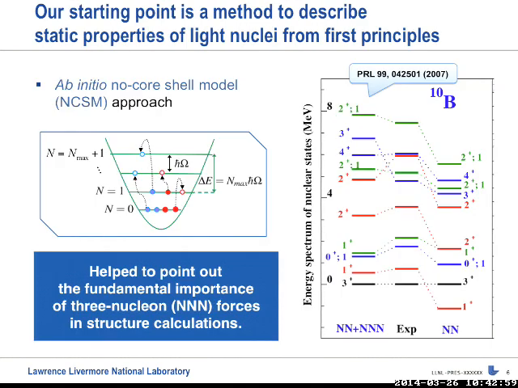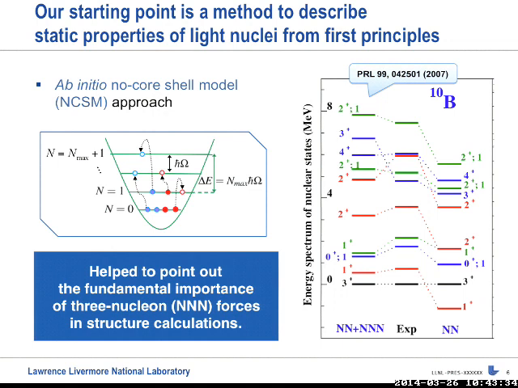Okay, so how do we actually tackle the whole problem? Well, we start with an approach to describe the static properties of nuclei from first principles, in particular the ab initio no-core shell model approach. This is basically a configuration interaction approach in the harmonic oscillator basis. We work in the harmonic oscillator basis because it allows us to describe the translational invariance of the system. That's the utility of it.